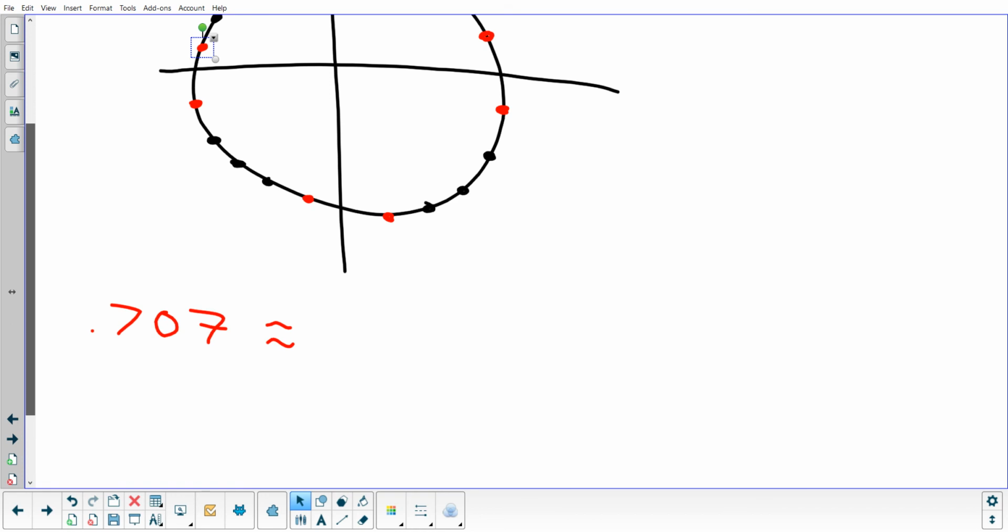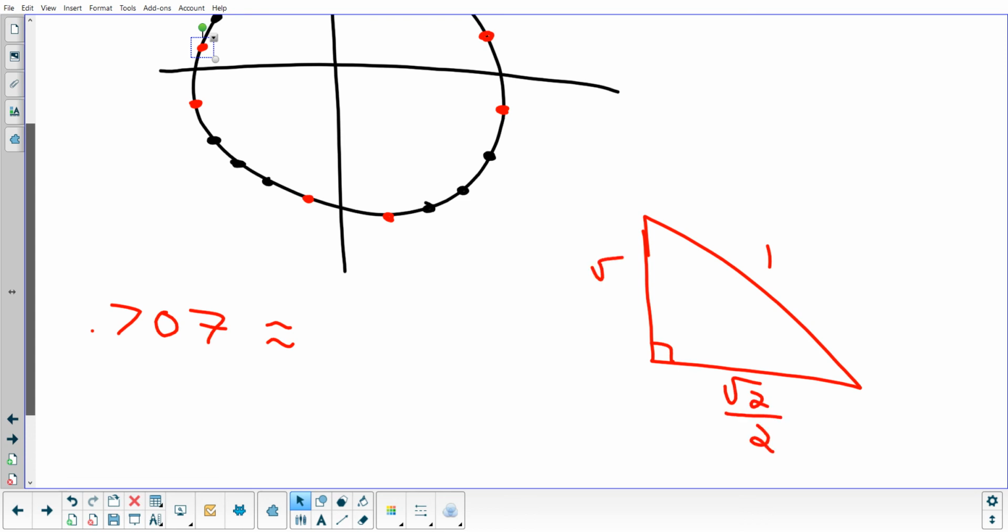How about in the 45, 45, 90 right triangle? Does anyone remember the lengths of the sides? And this one was 1. Yeah? Square root of 2 over 2. Square root of 2 over 2, and that is 0.707. So if you have the triangle memorized, you can figure it out every time. But if you don't, when we get to a problem, you can look at the decimal, and if you see something with a 0.707, well, the square root of 2 over 2 is approximately 0.707.